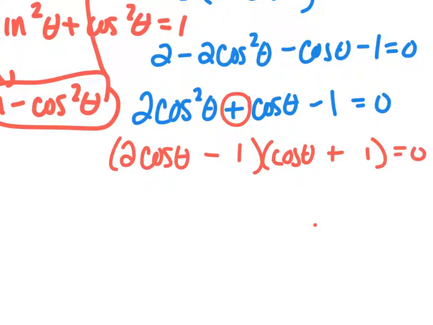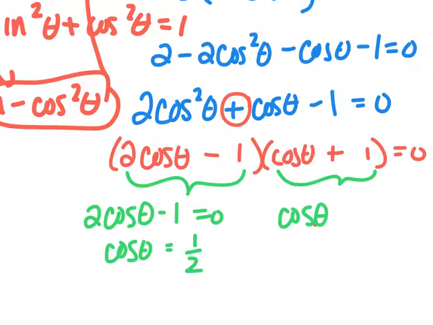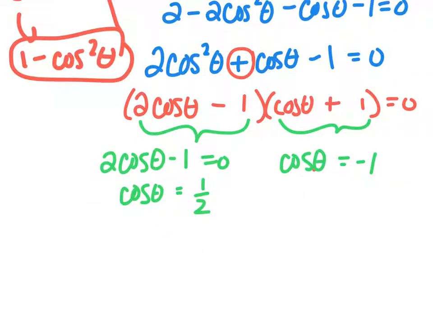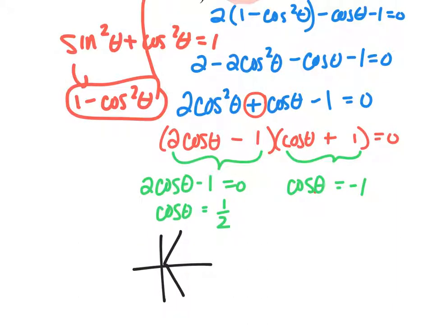And now that I've gotten to here, I can set each of these parentheses equal to 0. So I end up getting that 2 cosine theta minus 1 equals 0. Therefore, cosine theta equals positive 1/2. And over here, I have cosine theta plus 1 equals 0, or cosine theta equals negative 1. And when I go ahead and solve both of those, for this first one, I'm going to have answers in quadrants 1 and 4. And I don't recall if we were supposed to be in radians or degrees because I cut that part of the problem off.